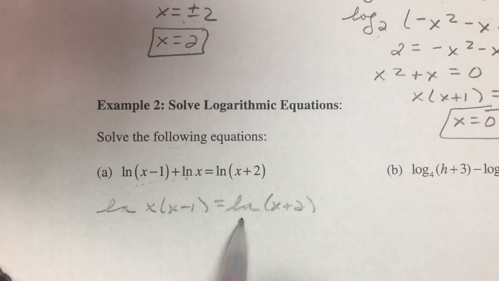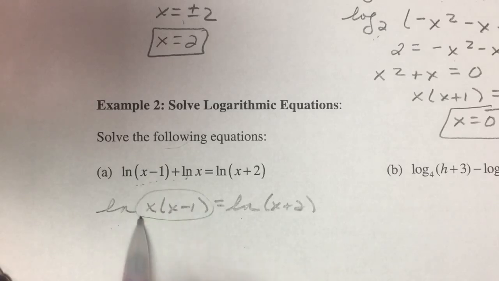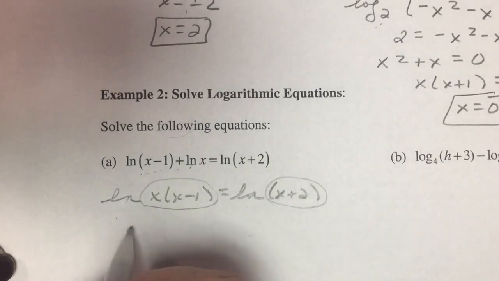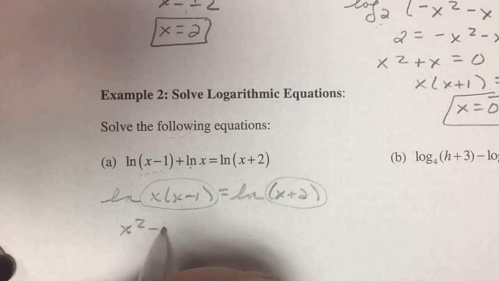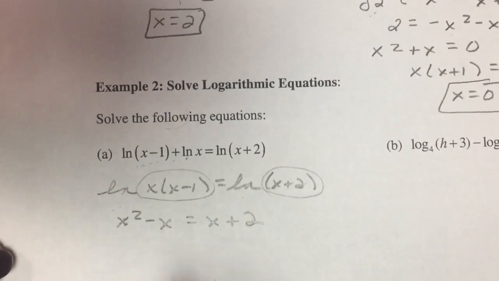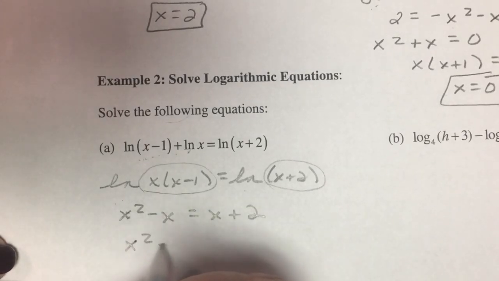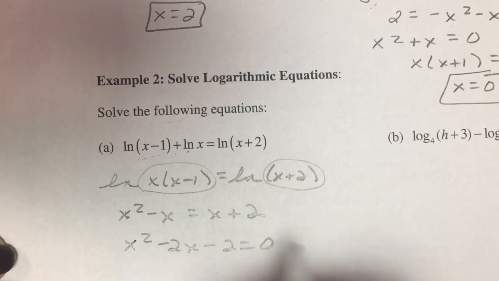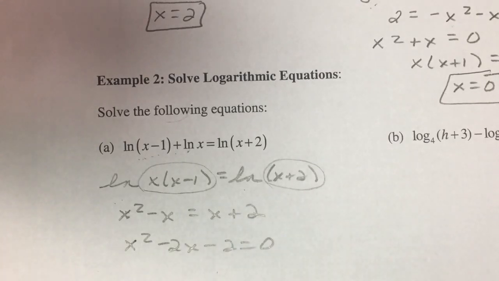So remembering that natural log really just means log base e, I have the log of something is equal to the log of something else. So I'm going to set the two parts equal to one another. So I just distribute it over here. Again, I have a quadratic, so x squared minus 2x minus 2 is equal to 0.